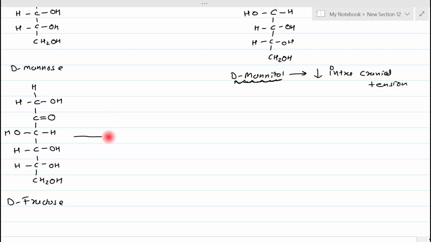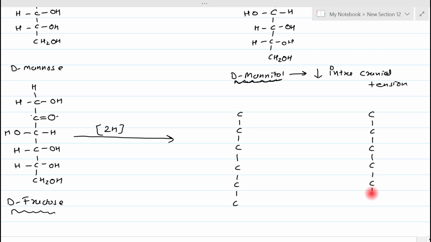Now when this D-fructose undergoes reduction, 2 hydrogens will be added, right? One hydrogen will be added directly to this oxygen and one hydrogen will be added directly to this carbon. But here there are two possibilities. So I will first draw the 6 carbon skeleton 2 times to show both possibilities.